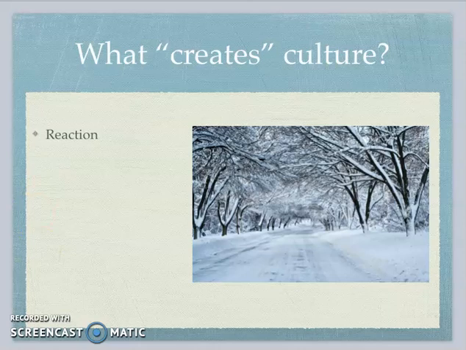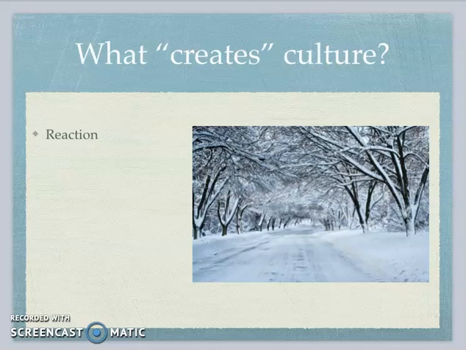So it's really important for us to remember that when we say environment, it's so many different things that are happening, and all of those things, all that stuff that's going around in the environment, that is what creates culture.